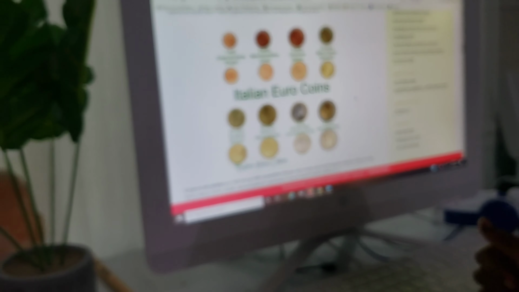Oh my goodness, look what I just found. This one has a 2 on it, and it looks just like this one. This is 2 euros. So this one is even more expensive than this one. So this is 1 euro, this is 2 euros, and then we have 5 cents. So notice this one has the 5 on it. Let's see if I can focus. There we go. It has the 5.